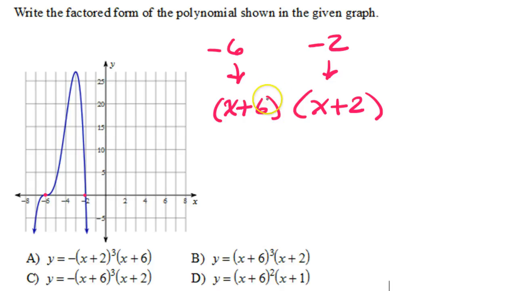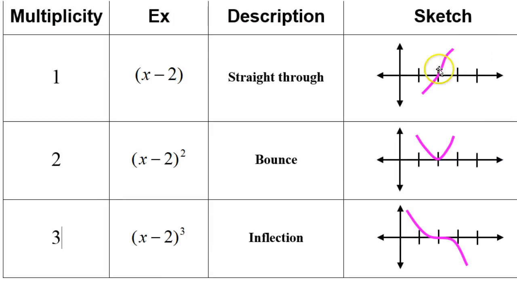Now, we need to worry about the multiplicity of these factors. What am I talking about? Well, the behavior of the graph changes depending on how many times a particular factor is repeated. So if the graph passes straight through, that happens when the factor is a single factor. If you have a double factor, then the graph will bounce like this. If you have a triple factor, there's going to be an inflection where the graph flattens out and then passes on through.